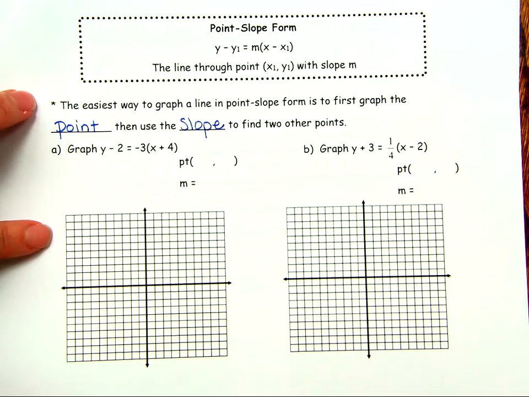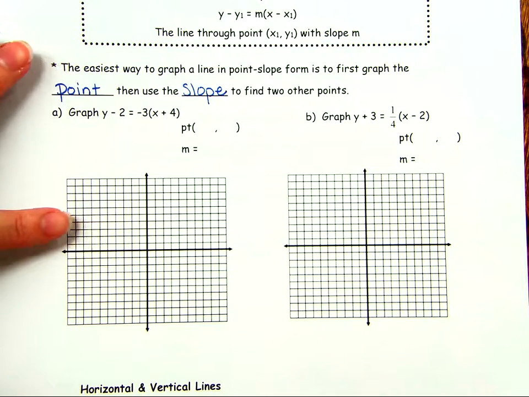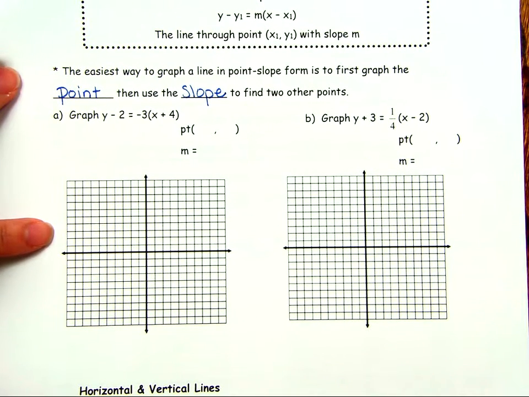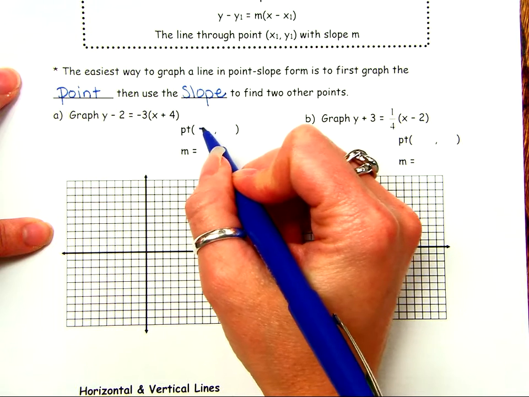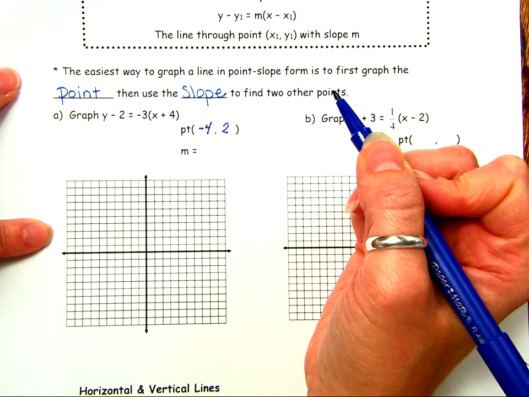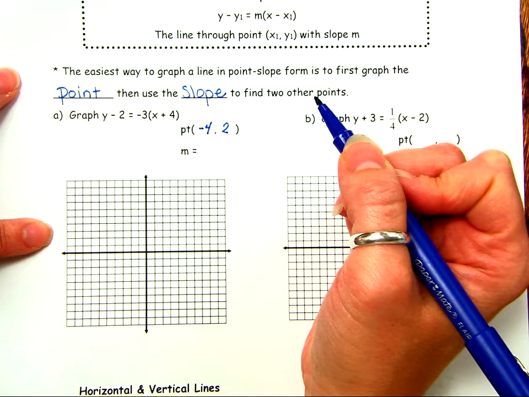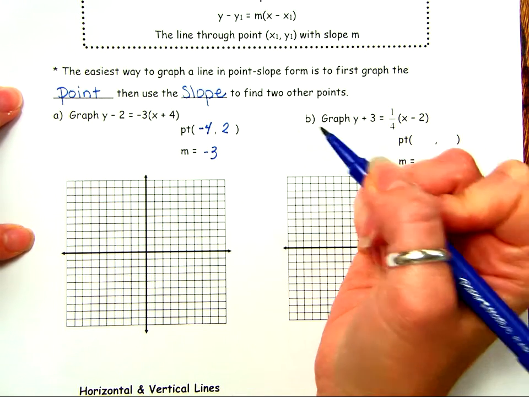So if I'm given my equation y minus 2 equal to negative 3 times the quantity x plus 4, I want to be able to pull out the point on my line. The point on my line is the x1, y1. I can see here I'm going to have negative 4, positive 2. That is the point on my line. That is my starting point. I can see a slope of negative 3.